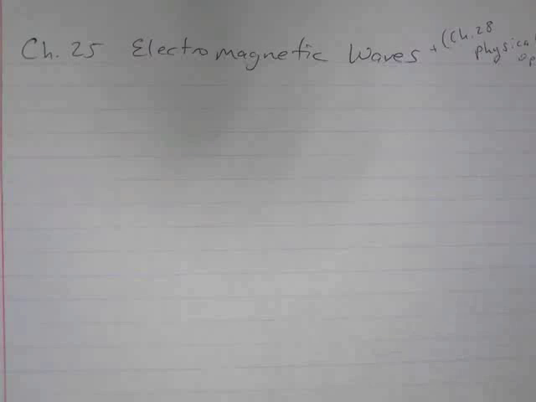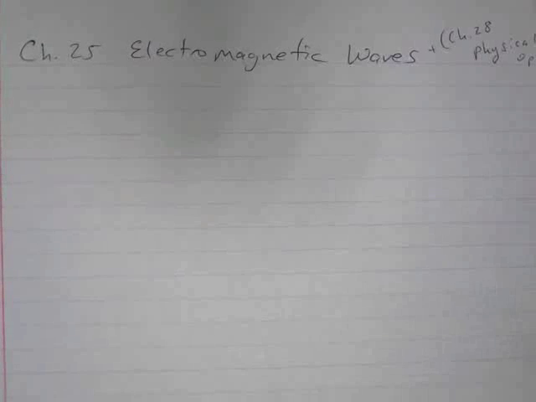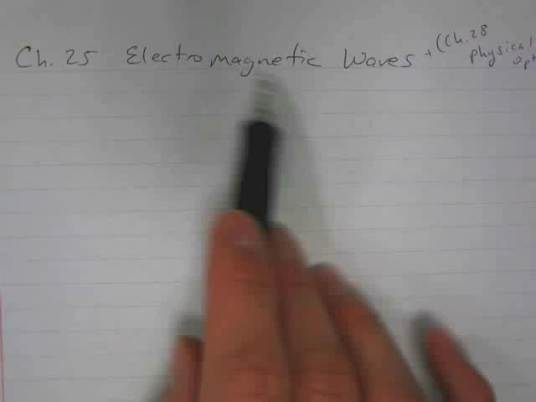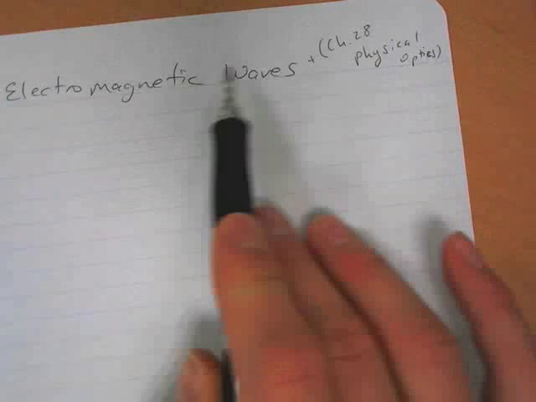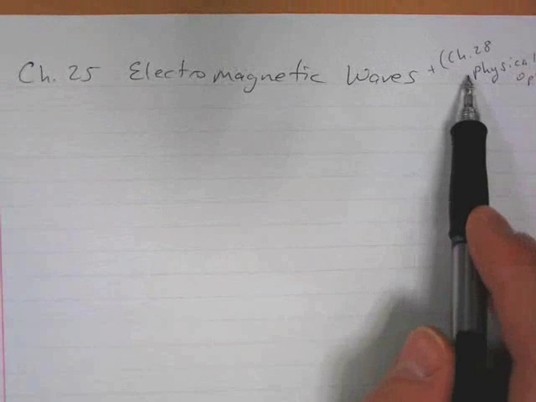Our next several sections are going to be about light and optics, basically. Chapter 25 is electromagnetic waves, and then Chapter 28 is called physical optics. These are the two chapters that are going to be covered on our next test.